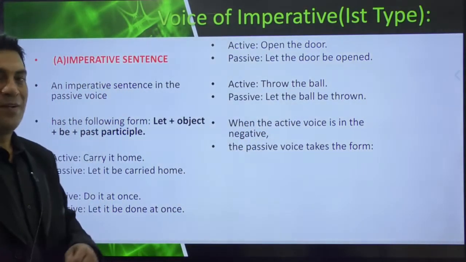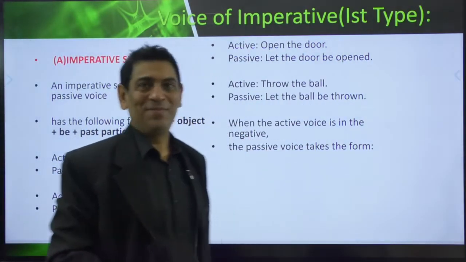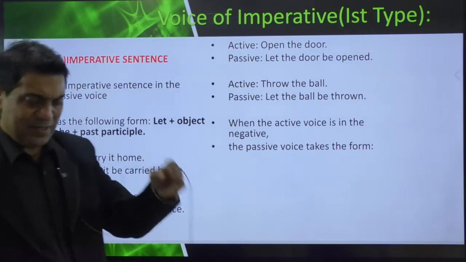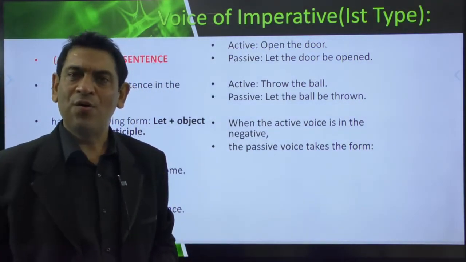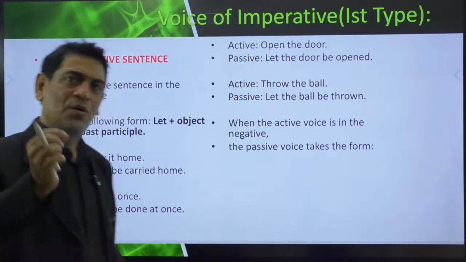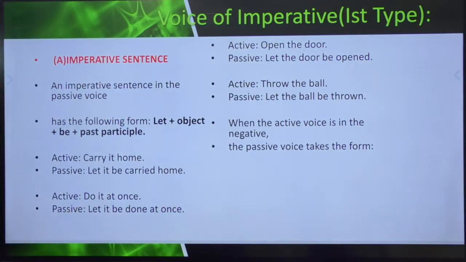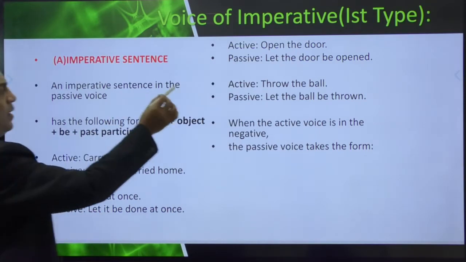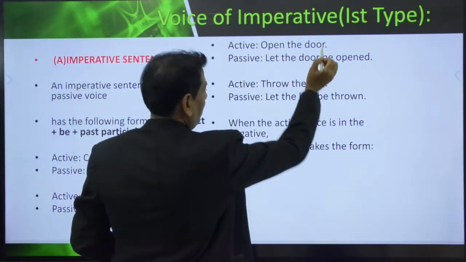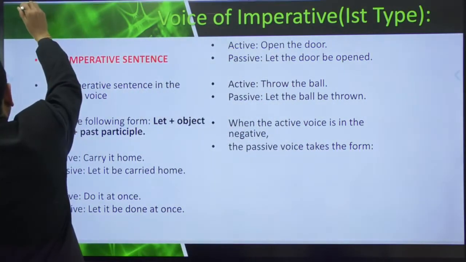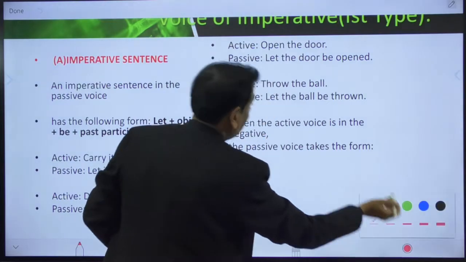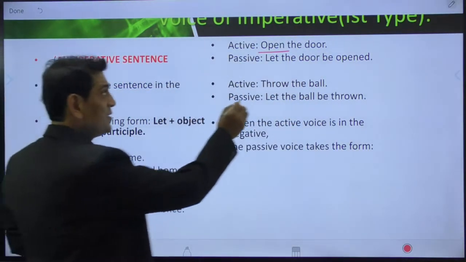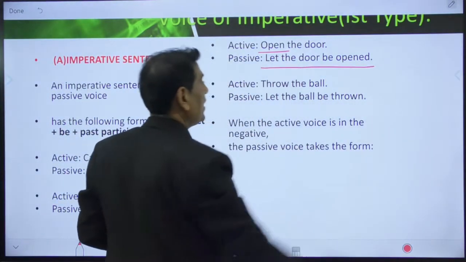Voice of imperative. Must mention this, first type. Imperative means where the subject is missing, meaning it starts with a verb, then it is called an imperative sentence. See, open the door. Now it says, let the door be opened.